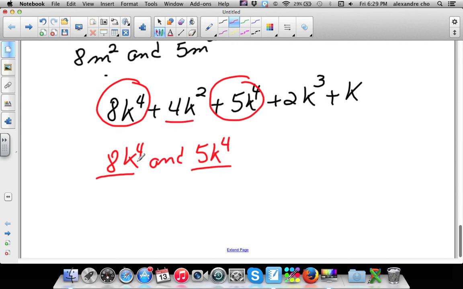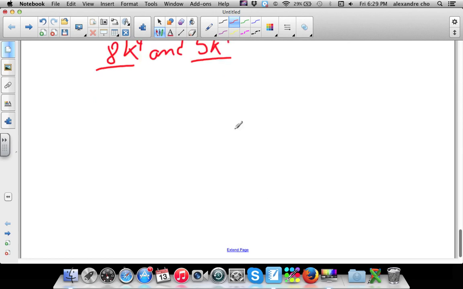This doesn't have anybody else that has a k to the 2nd. This one does not have anybody else that has k to the 3rd. And this one does not have anybody else, it's just simply 8k. So the only like terms are 8k to the 4th and 5k to the 4th. Okay. That's that. Oh, one more question.